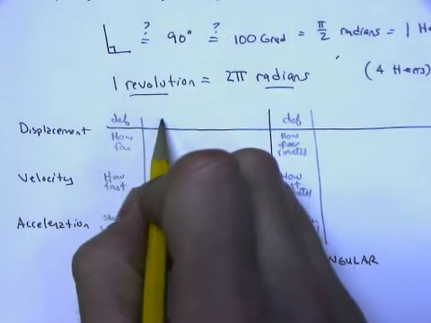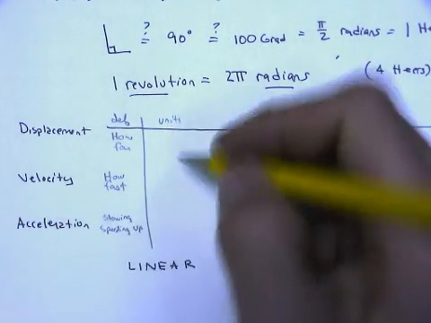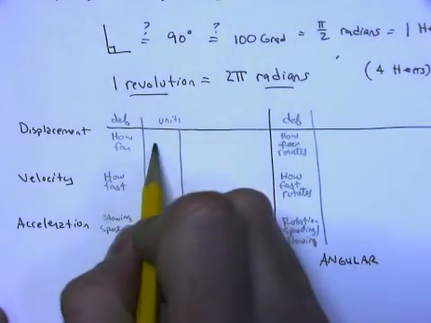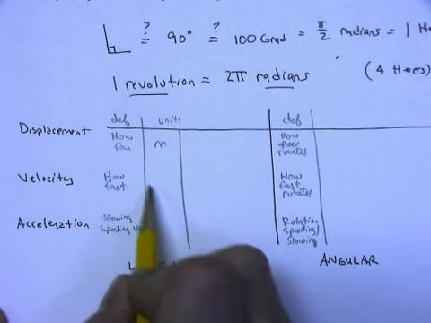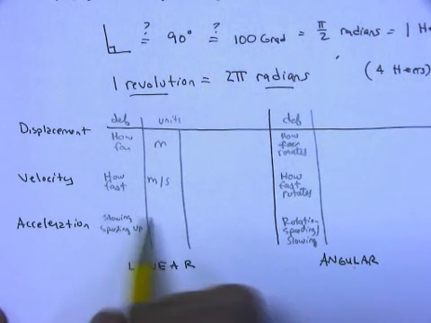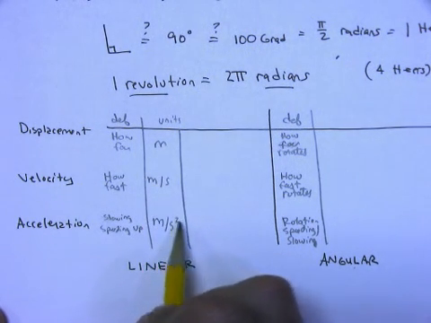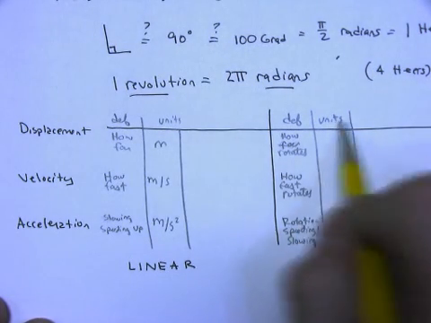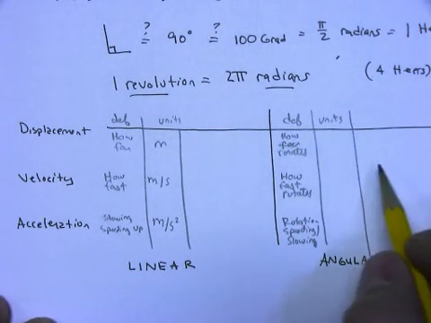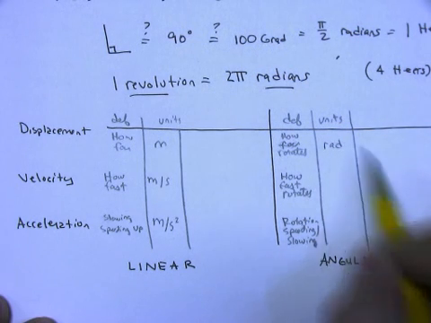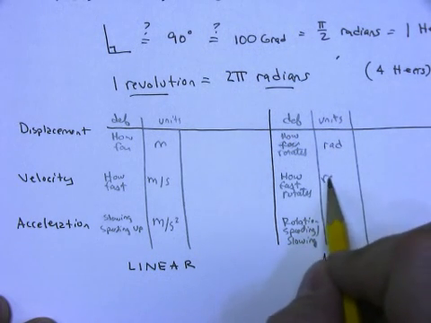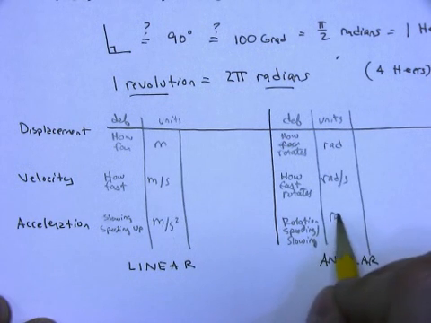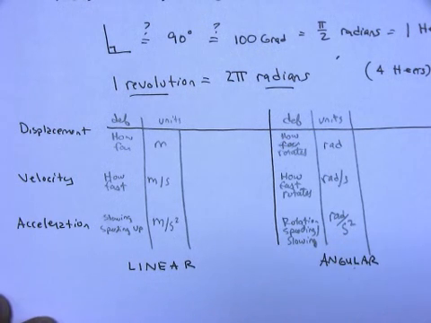Now, the units. The units of displacement are meters. The units of velocity are meters per second, and the units of acceleration are meters per second squared. Check out the units for angular. Radians. Radians per second. See the connection? Radians per second squared.